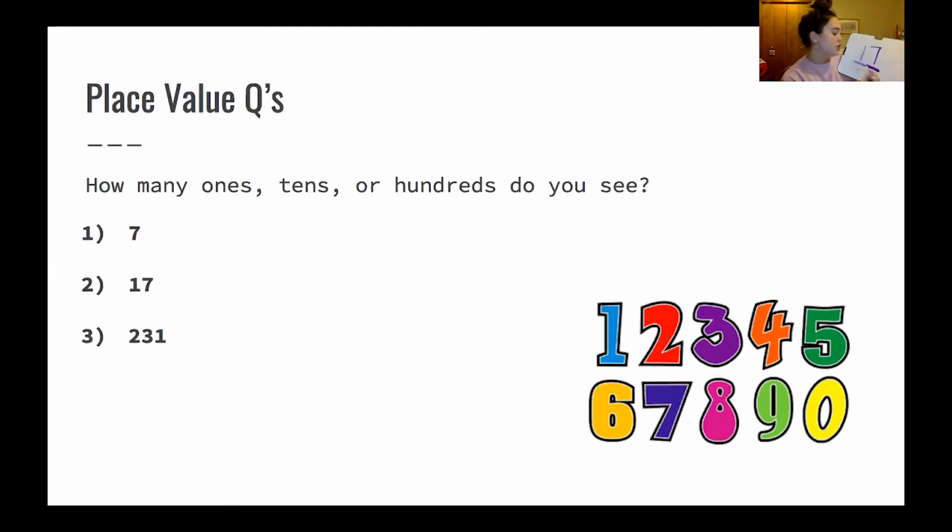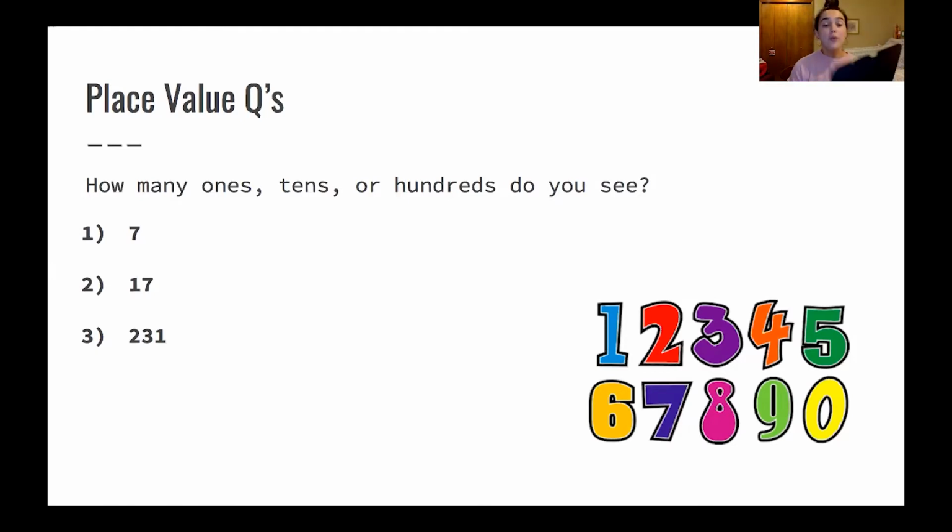7. So we have one group of 10 and 7 ones. That makes up 17. And we know that's true because 10 plus 7 equals 17. Now, moving on to number 3. This is a way bigger number than before. This is 2, 3, 1, okay?